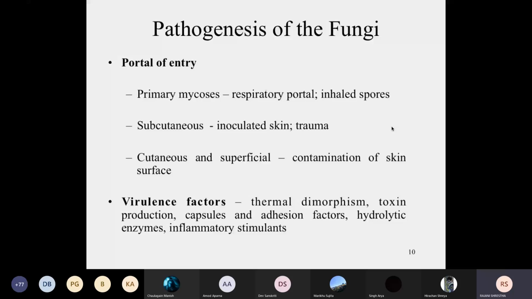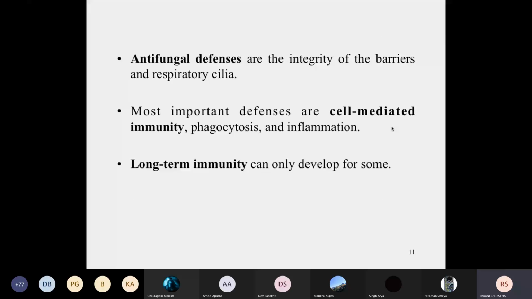The virulence factors also play a role in the pathogenesis of fungi. Thermal dimorphism, toxin production, capsule, adhesion factors, and enzymes all act in the pathogenesis of fungal infection. The antifungal defenses are the integrity of the barrier as well as the respiratory cilia, and most of the defense mechanisms are cell-mediated immunity.